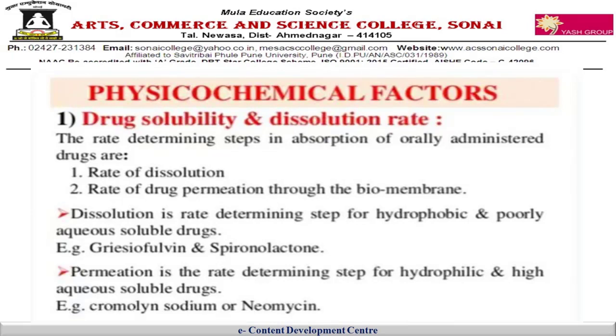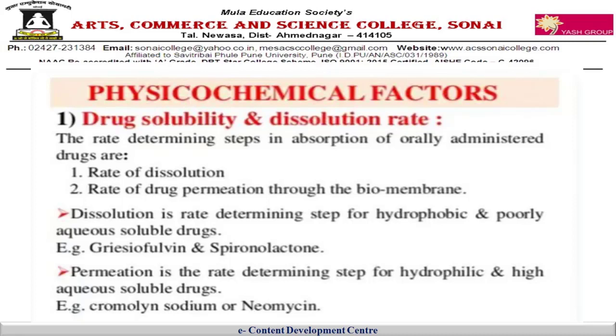The first one is physicochemical factors. First, drug solubility and dissolution rate. The rate determining steps in absorption of an orally administered drug are: first, rate of dissolution, and second, rate of drug permeation through the biomembrane.